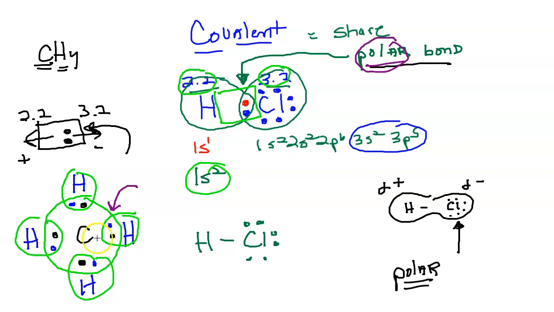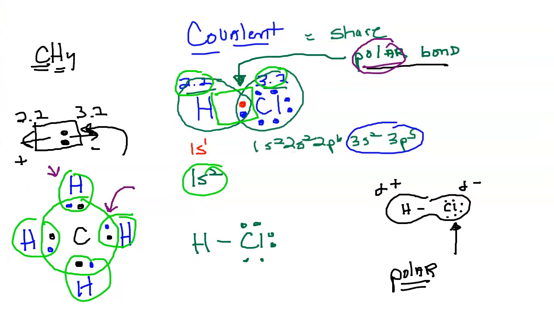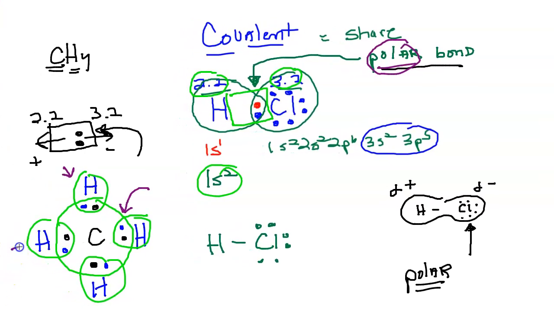So we have 4 polar bonds. Now you say, Mr. Grodsky, I'm sharing unequally. So is the molecule polar? The answer is no. Because of the symmetry of the molecule, this side is the same as this side. Ooh, Christmas. This side is the same as this side, the same as this side.